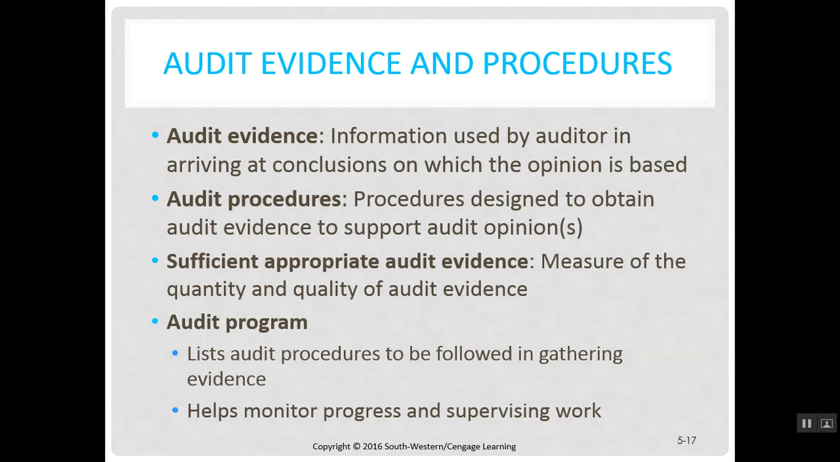Sufficient and appropriate audit evidence is a measure of the quality and the quantity of that audit evidence. You need to make sure that your audit evidence is sufficient and appropriate given the level of risk of the assertions in the account that you're auditing. Don't worry, we'll talk about what all that means. And then finally, the audit program is where this is all recorded. So it lists the audit procedures that you're going to follow in gathering the evidence, and it helps monitor the progress and supervise the work that's being done.